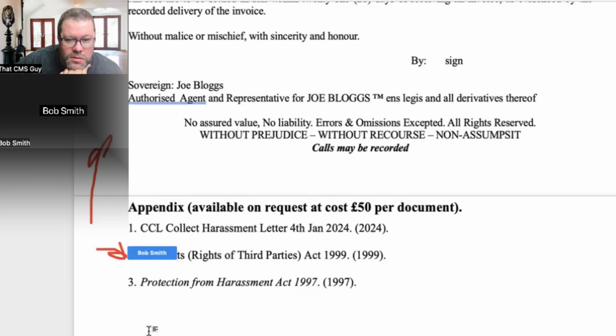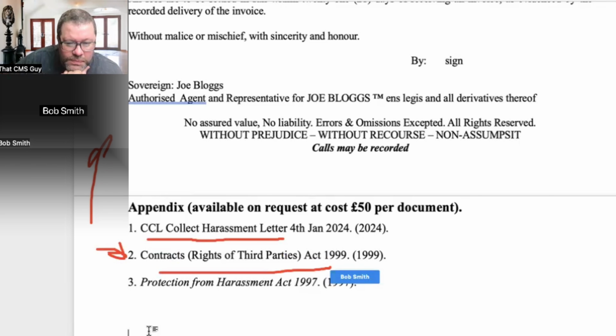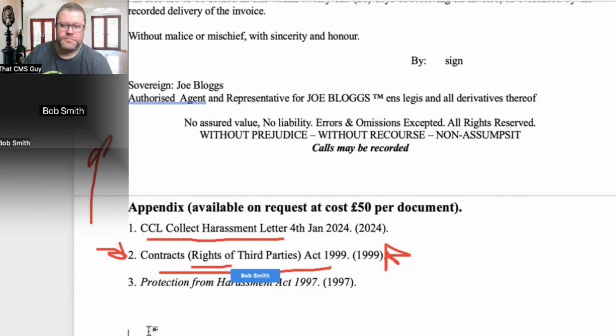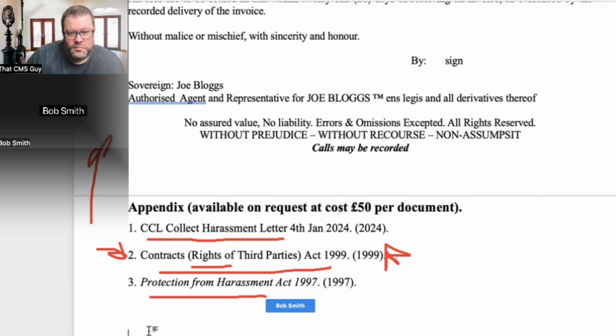And I think this was used on whoever that is, CCL Collections harassment alert. So someone's obviously been getting harassed by one of these debt collection places, and they've used this to chuck it back and say, prove the debt, show me it, evidence it. But yeah, the contract of rights of third party. You could just put the URL in here underneath, because this is all on legislation.org.uk, right? And so is the protection from harassment stuff. That's all on legislation.org.uk.